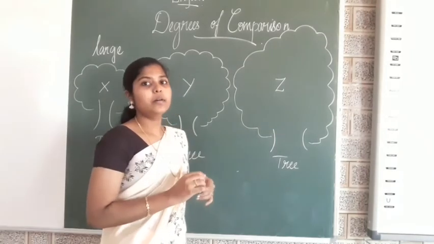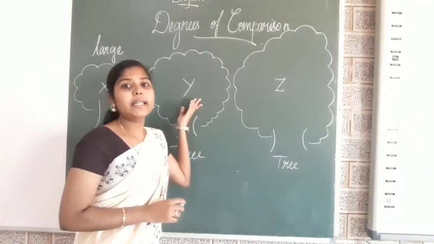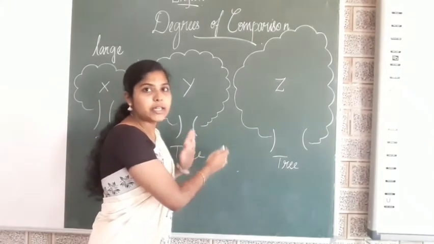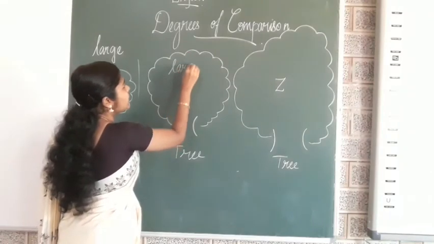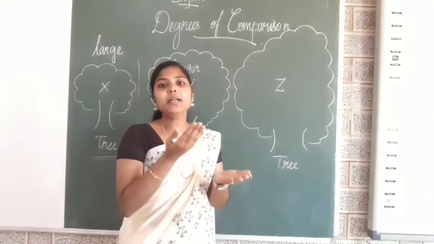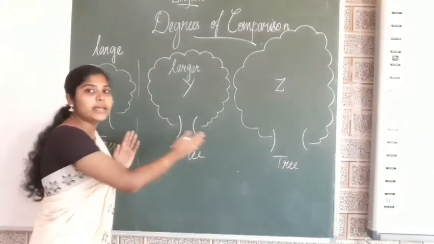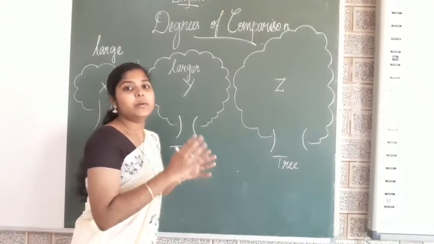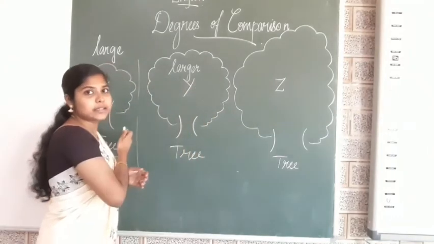Okay. Now, my friend told me that this Y is the large tree. So, finally, we came to a conclusion that Y is larger than X. Here, we are comparing two nouns, this particular tree and this tree. So, here we are comparing two trees and we came to a conclusion that Y is larger than X.